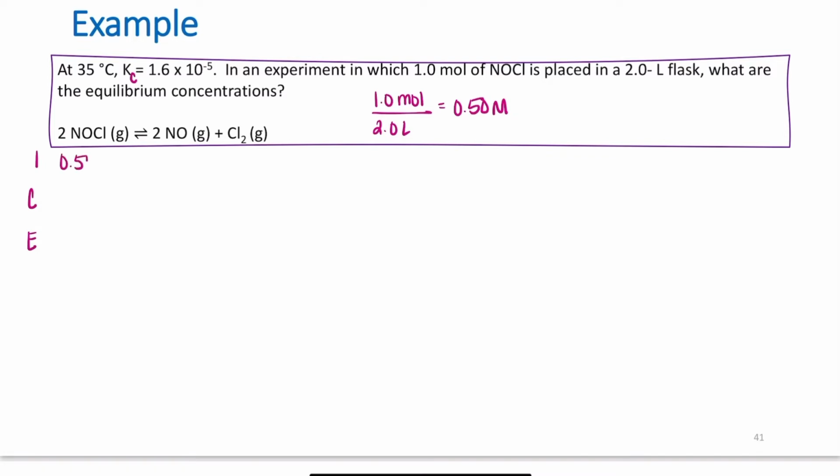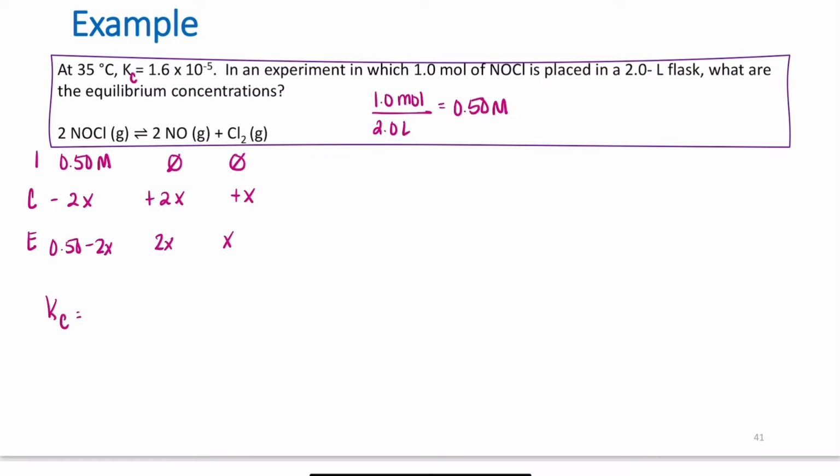So I start out with 0.5 molar NOCl and no mention of NO or Cl2, which means I assume that I start with none of those. 2 moles of NOCl react to form 2 moles of NO and 1 mole of Cl2. At equilibrium, 0.50 minus 2x, 2x, and x.